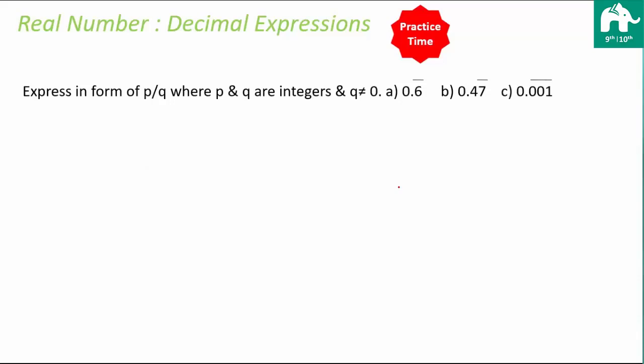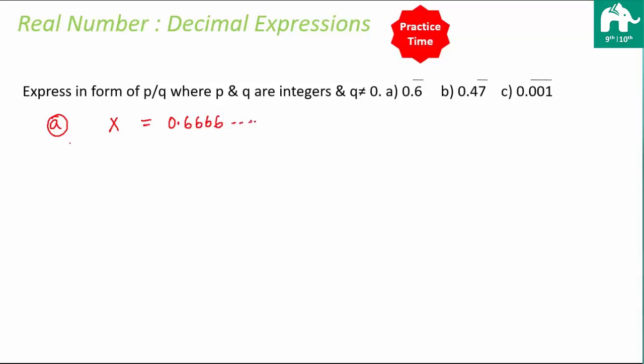So sometime back we discussed the trick that we are going to follow whenever we have to write a repeating decimal in the form of P by Q. So let us try with all these three. So let us first try with the first one. Let us suppose x is given as 0.6666 and it keeps repeating.